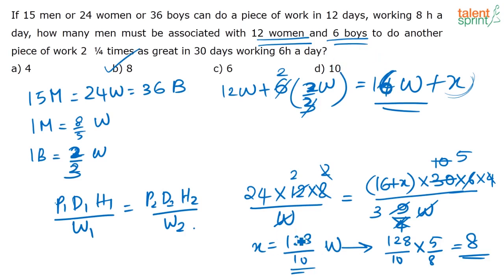Now what does this 128 by 10 account for? It accounts for the extra men who are associated. So 128 by 10 women accounts for how many men? See, we know one man is equal to 8 by 5 women, or one woman is equal to 5 by 8 of a man. So equate that, you get it as 8. So 128 by 10 W is equivalent to 8 men.